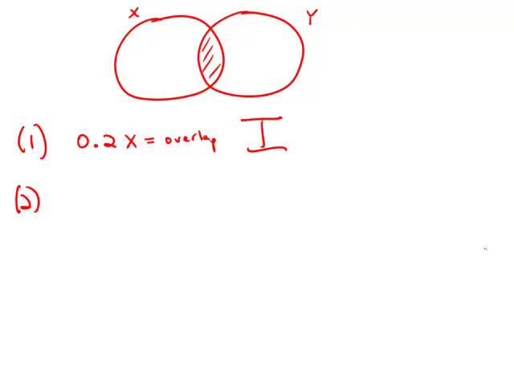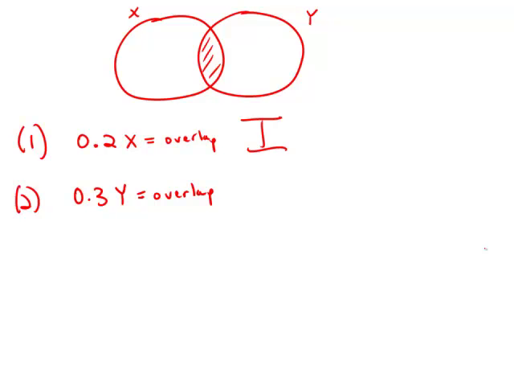Now forget statement number 1. Focus purely on statement number 2. Of the members of Club Y, 30% are also members of Club X. So 30%, 0.3 times Y, this also equals the overlap. But again, the same problem.